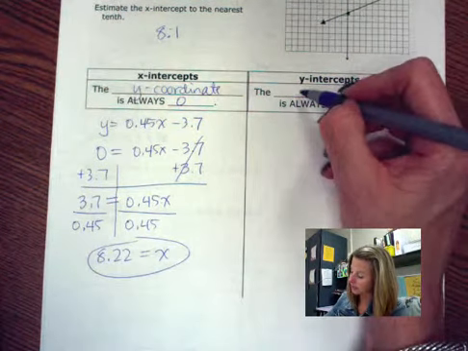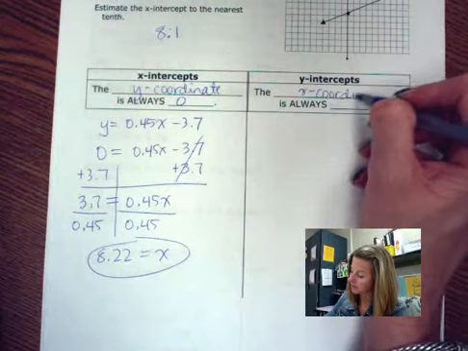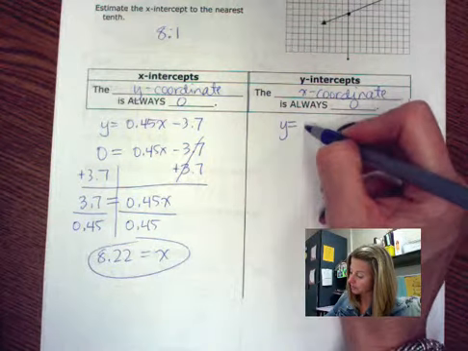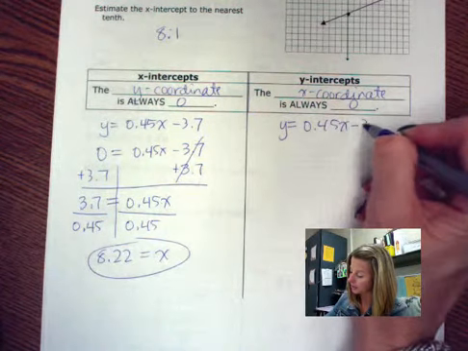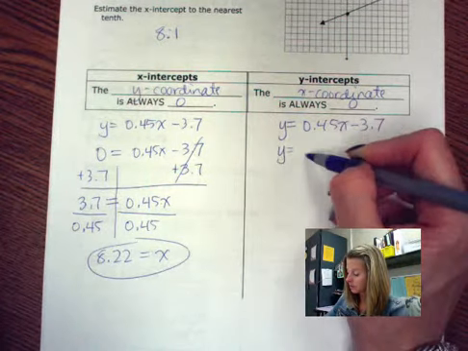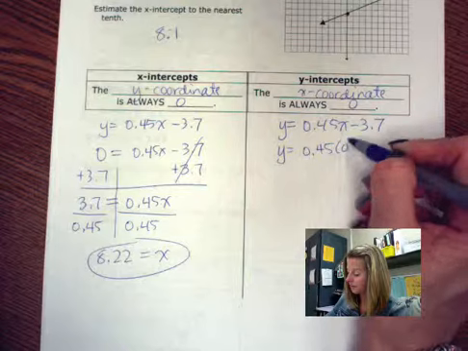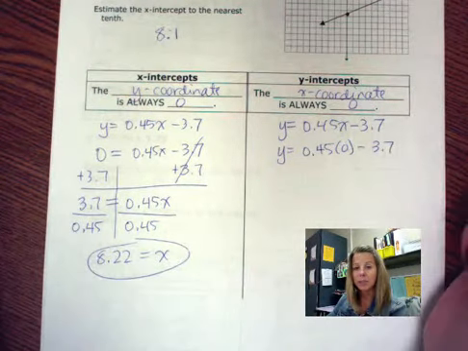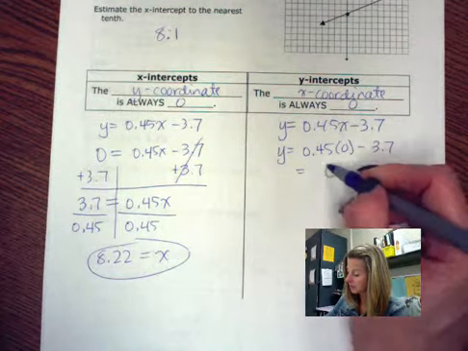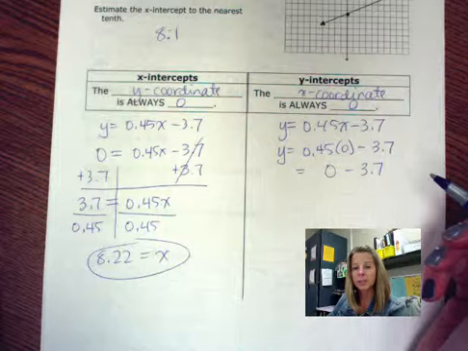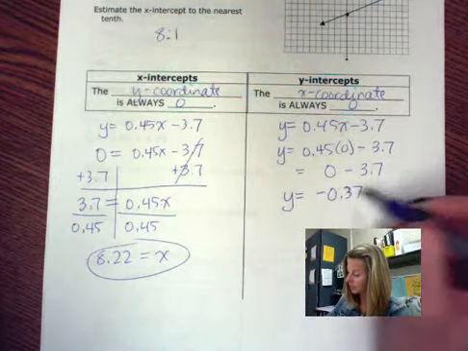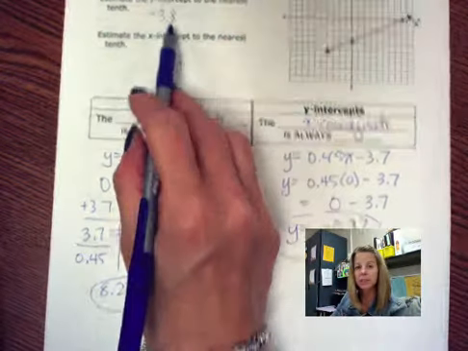For the y-intercept, the x-coordinate is always 0. So again, copy down your equation: y equals 0.45x minus 3.7. Plug in 0 for x. So y equals 0.45 times 0 minus 3.7. When I do the math here, I get 0 when I multiply these, and 0 minus 3.7 is negative 3.7. So y equals negative 3.7, and I was pretty close with negative 3.8.